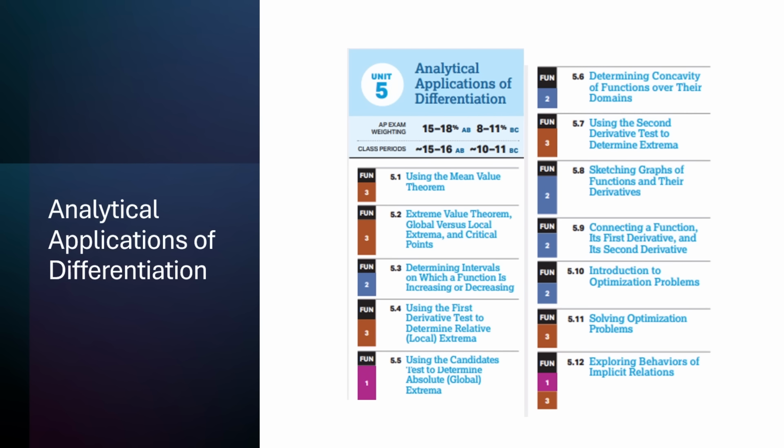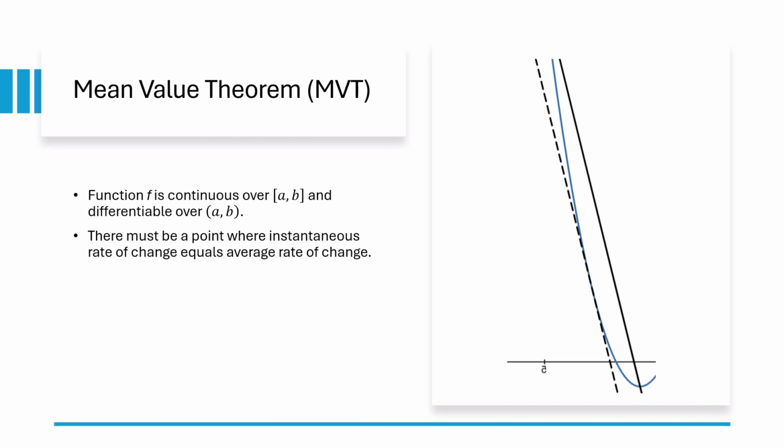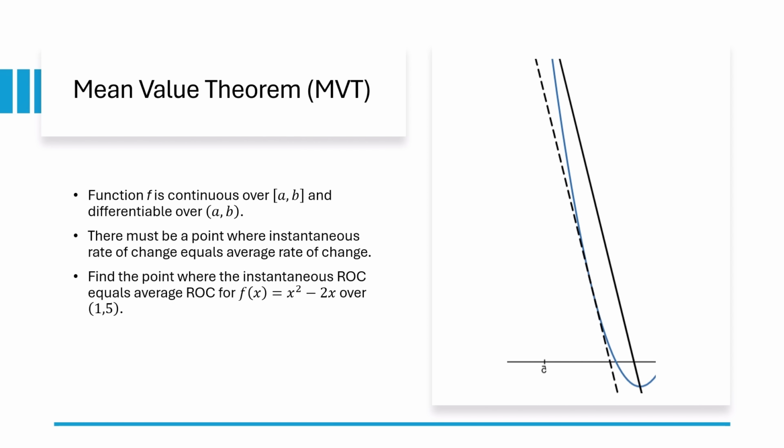The mean value theorem says that if we have a function f that's continuous over the closed interval from a to b and differentiable over the open interval, then there must be a point where the instantaneous rate of change equals the average rate of change over that interval. Note that the mean value theorem doesn't tell us where this point is, we have to solve for it ourselves.